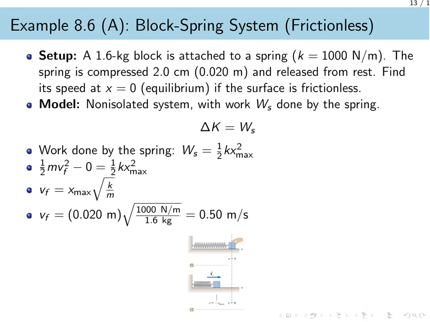Our energy equation is delta K equals W sub S, where W sub S is the work done by the spring. The change in kinetic energy is 1/2 m v final squared minus 0. The work done by the spring as it expands from x max to 0 is 1/2 k x max squared. Setting these equal, we solve for v final and get 0.50 meters per second.